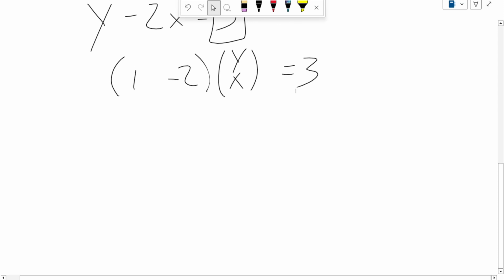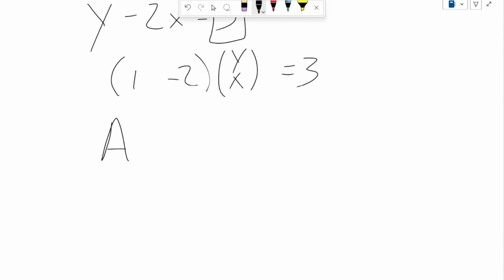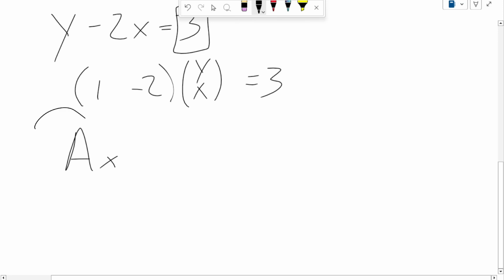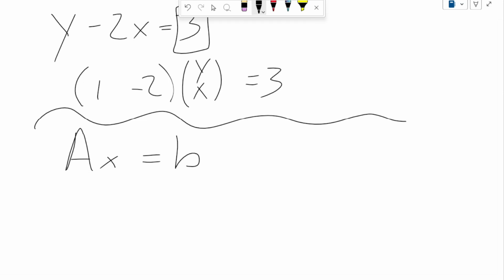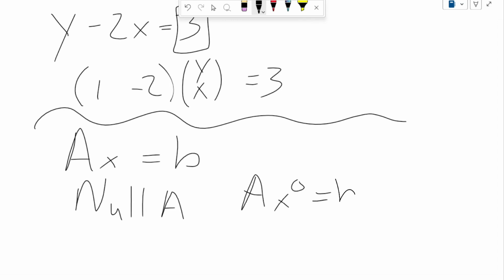And the point I made when we were talking about the null space was, if I have some linear system, and I'm going to write this in general now, AX equals B, and if I know the null space of A, then as long as I have any solution to this problem, say I know AX0 equals B, right?